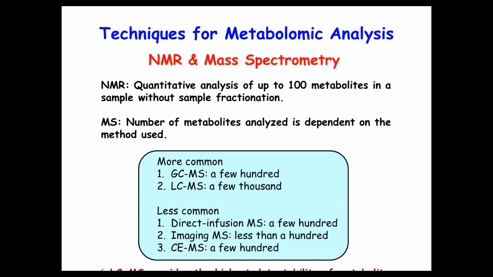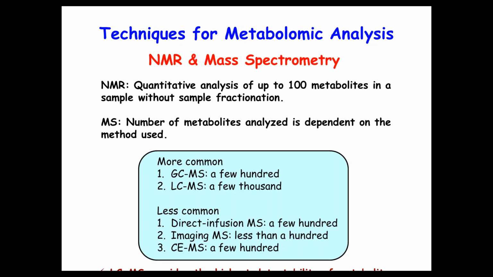As we all know, NMR and mass spectrometer are the two main techniques used for metabolomic analysis. Their metabolomic coverage is different. In NMR, quantitative analysis of up to 100 metabolites can be done from a sample without sample fractionation. In MS, the number of metabolites analyzed depends on the method used. For the more commonly used methods, this is my take. We'll find out the answers after the talk from all these answers to the questions presented earlier.